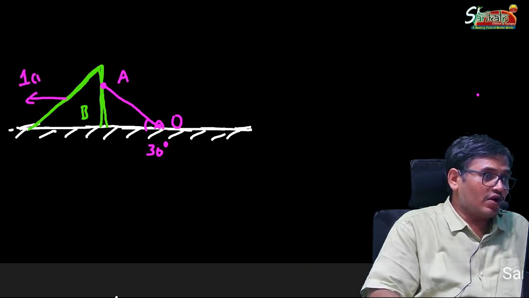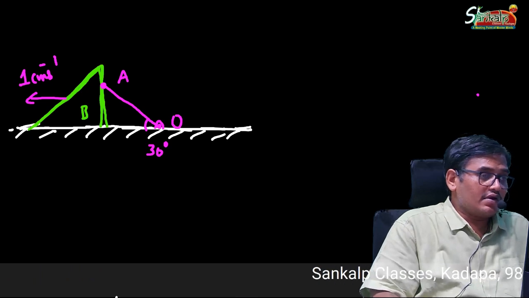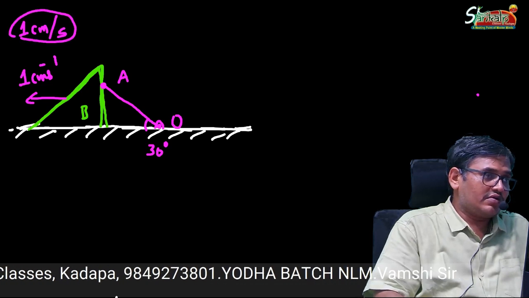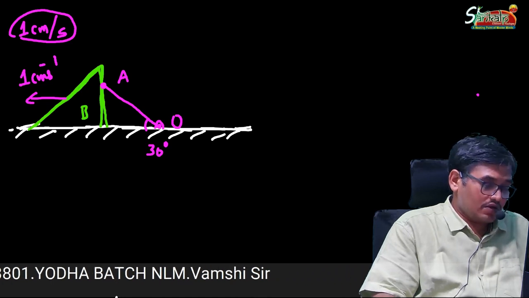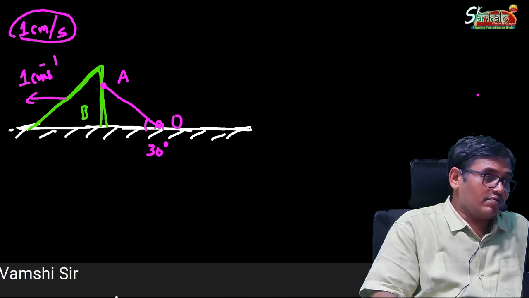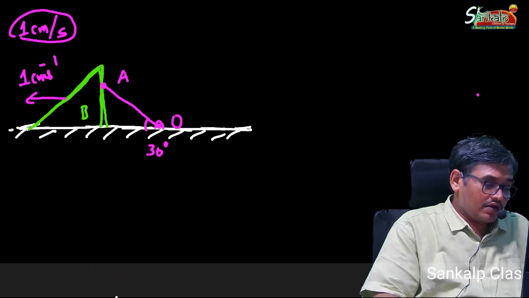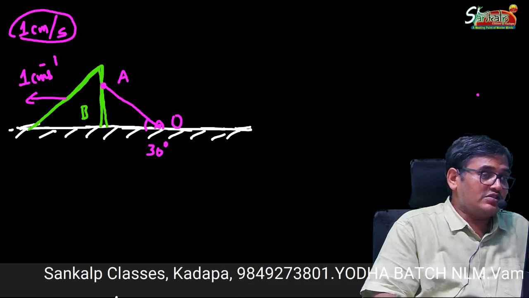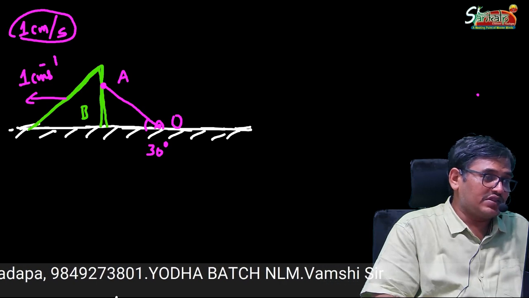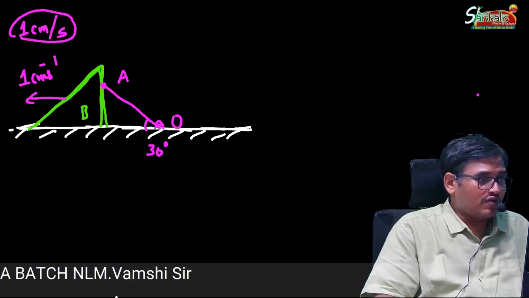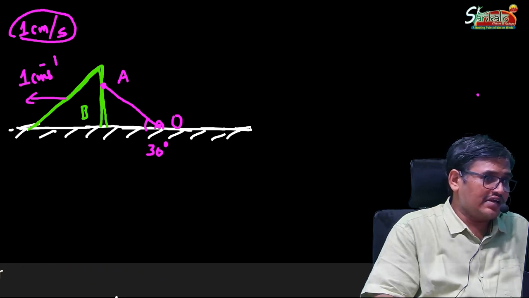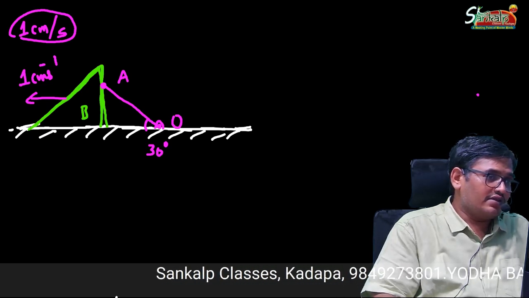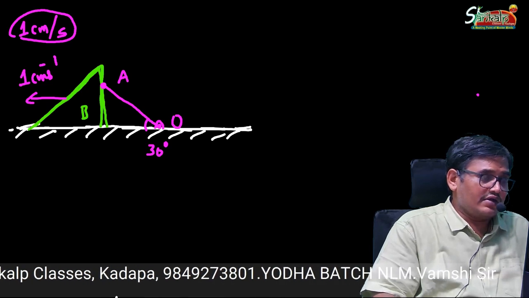This wedge is moving with 1 centimeter per second. Actually, as per the international system, we should write it like this: 1 centimeter per second. Here my question is the speed of end A of the rod at this moment. This rod will not always make 30° with the ground. It may make another angle also. If the wedge moves towards the left, this angle decreases from 30°. Why? If wedge B moves towards the left, this rod will come down and 30° will become 20 or 15°, depending on the motion of B.